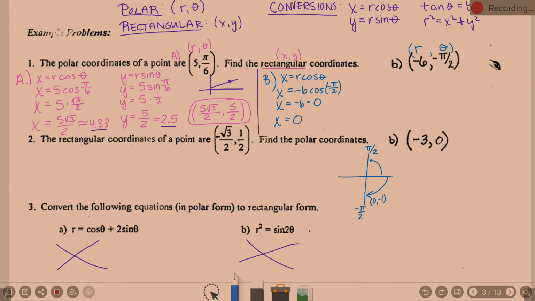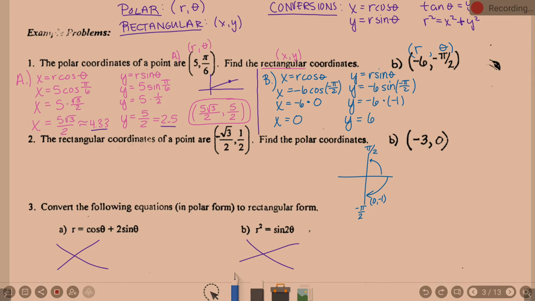Let's figure out our y coordinate. Y equals r sine theta. -6 times sine of negative pi over 2. -6 times -1. Glad I didn't erase it yet, right? What are we doing about -6 times -1? Y equals 6.